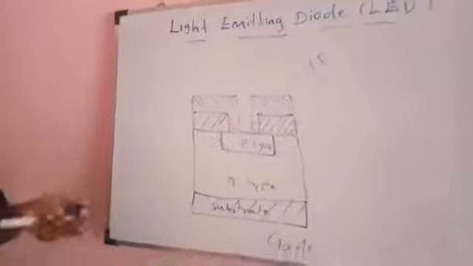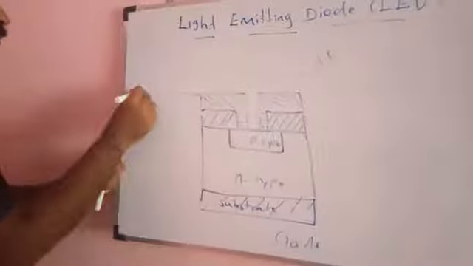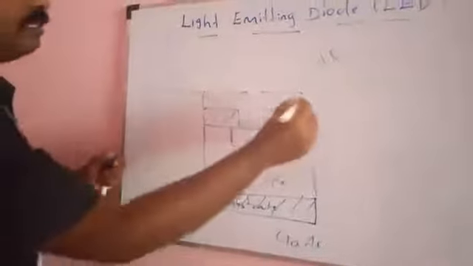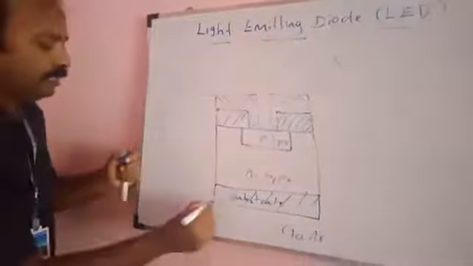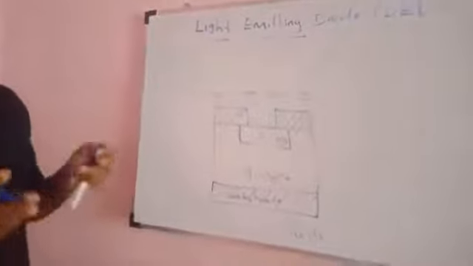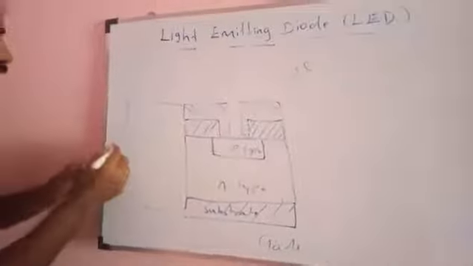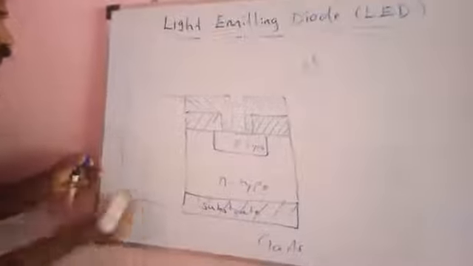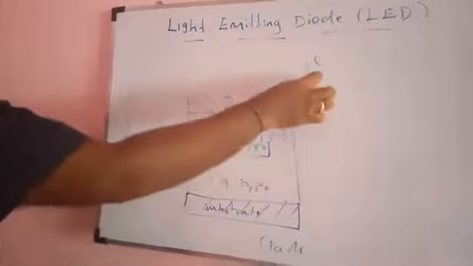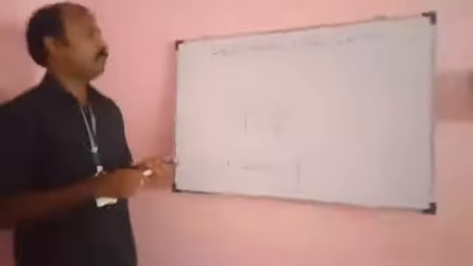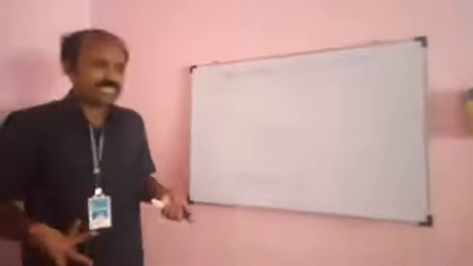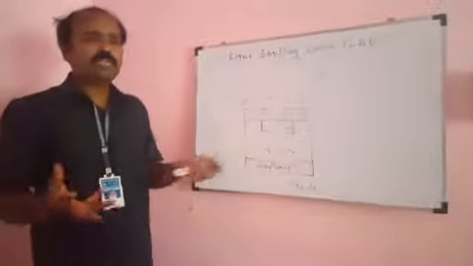Now here the external biasing is provided with the help of a battery. This is positive, that is aluminium. Then here one connection is taken. So these two are connected to the battery. This part acts as an anode, this acts as a cathode. Here also one contact is there. Here the contact is aluminium. So this is the construction of LED. So what is the construction of LED? How to explain the construction of LED?